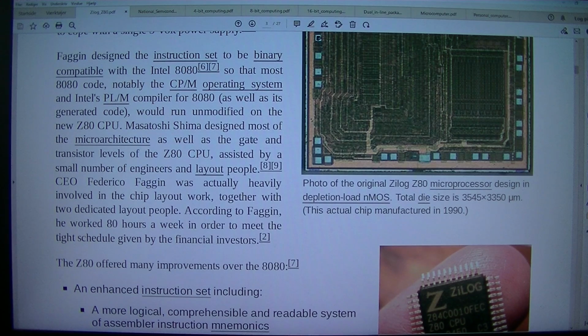Masatoshi Shima designed most of the microarchitecture as well as the gate and transistor levels of the Z80 CPU, assisted by a small number of engineers and layout people. CEO Federico Faggin was actually heavily involved in the chip layout work, together with two dedicated layout people. According to Faggin, he worked 80 hours a week in order to meet the tight schedule given by the financial investors.